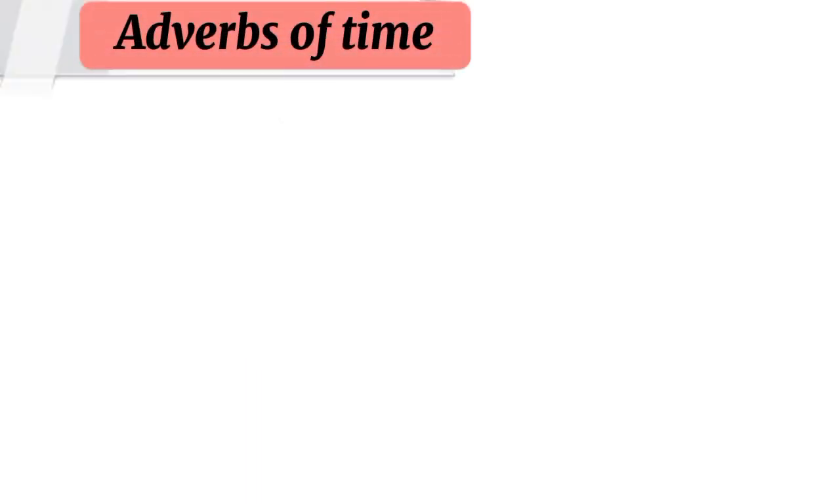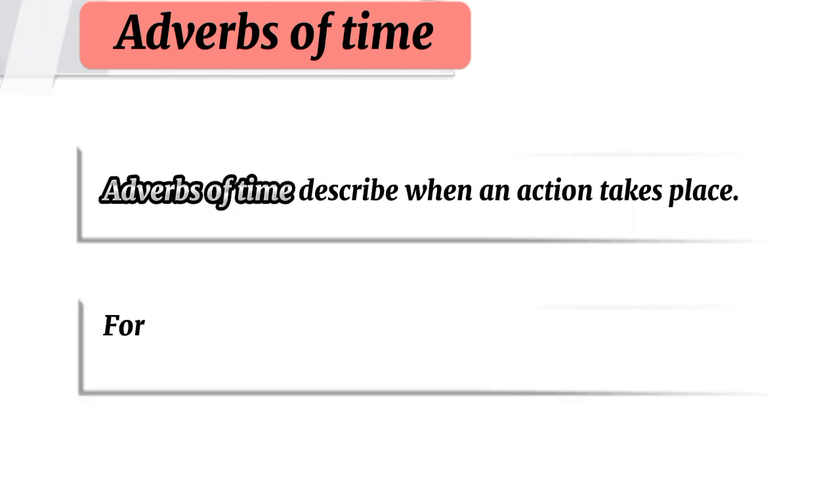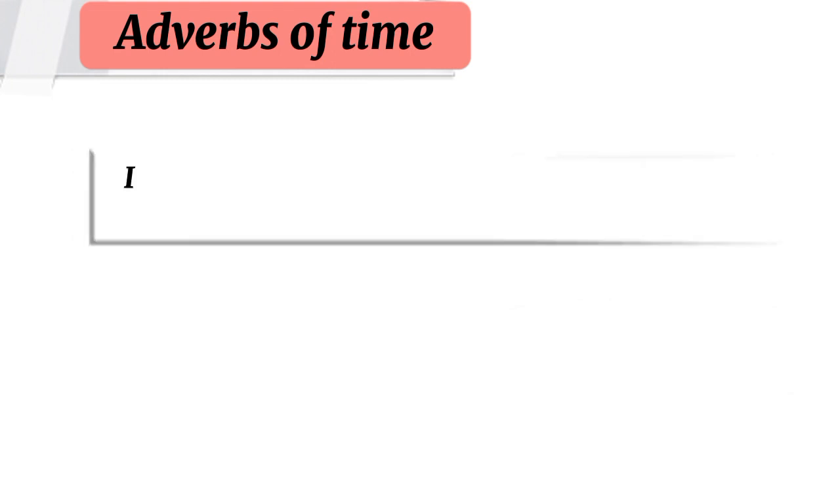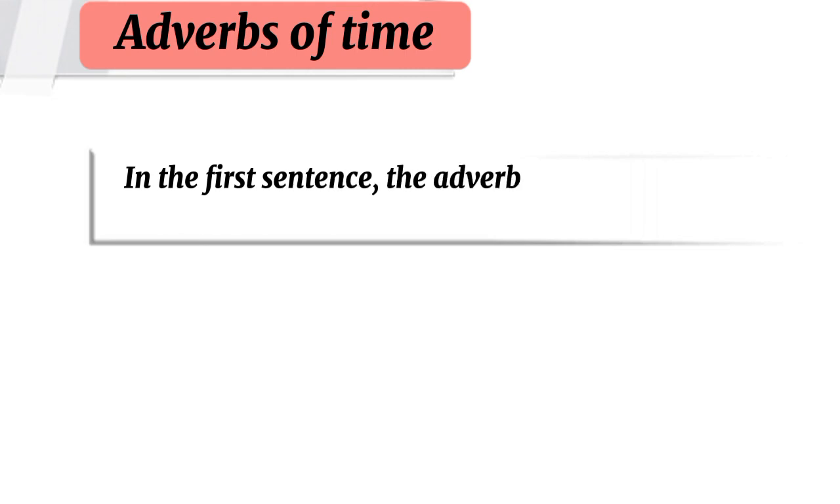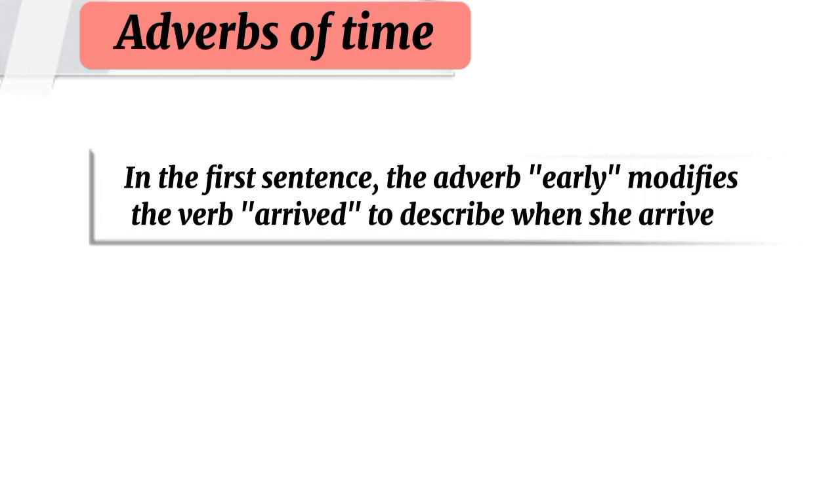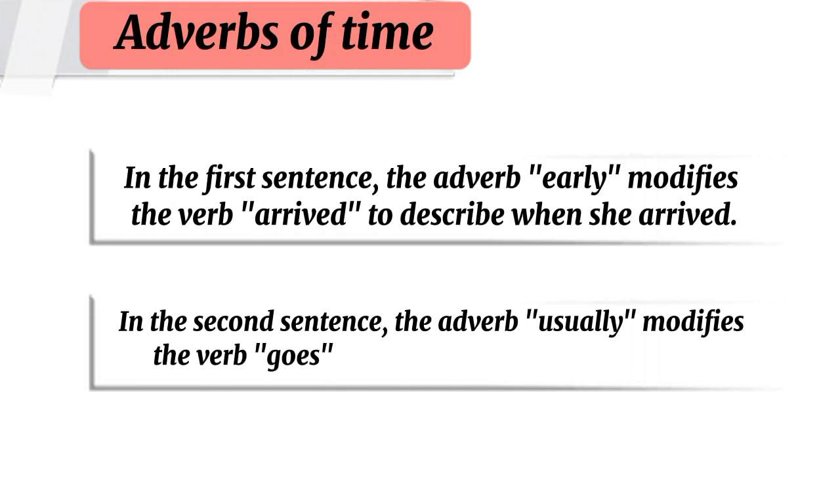Adverbs of time. Adverbs of time describe when an action takes place. For example, "She arrived early" or "He usually goes to bed at 10 p.m." In the first sentence, the adverb "early" modifies the verb "arrived" to describe when she arrived. And in the second sentence, the adverb "usually" modifies the verb "goes" to describe when he goes to bed.